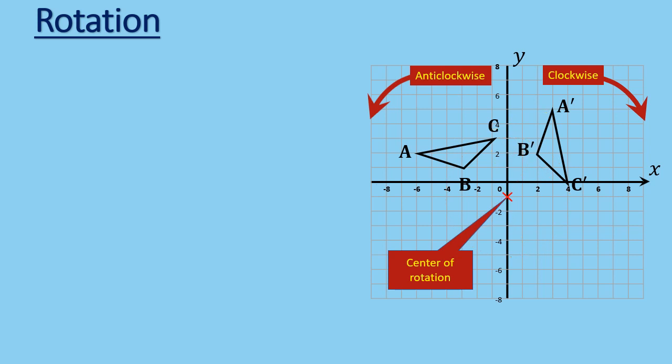Once we have found the center of rotation, we can determine the angle of rotation by measuring the angle between any line segment connecting a vertex on the original shape to the center of rotation and the corresponding line segment connecting its image to the center of rotation.